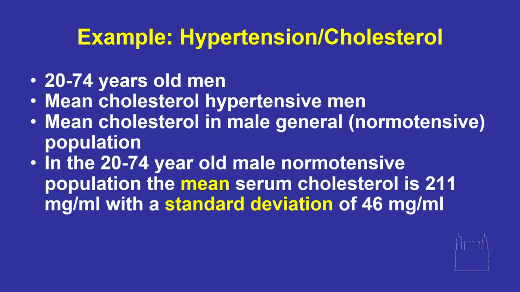So what we said and what we knew was in the population, we actually used the NHANES data that was discussed, so this is a large survey sample that is done in the US. We knew for men that did not have hypertension, the mean serum cholesterol was 211 and the standard deviation was 46.